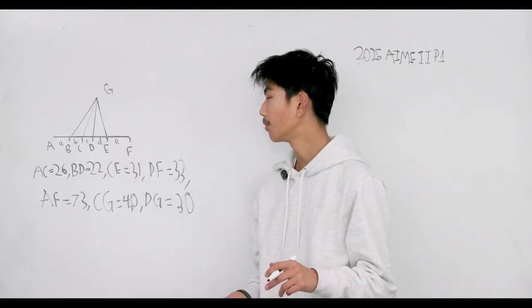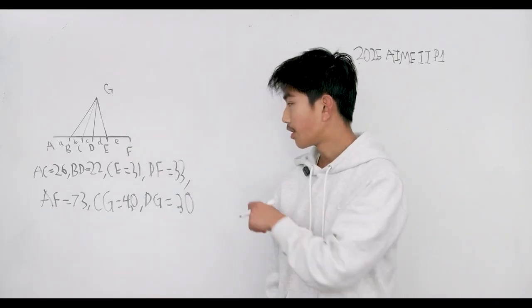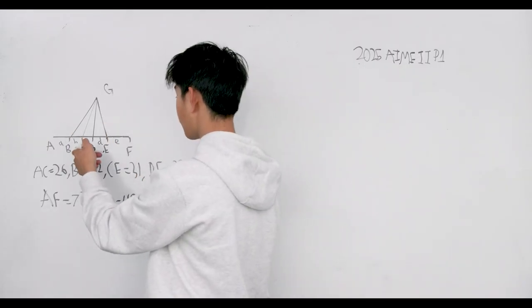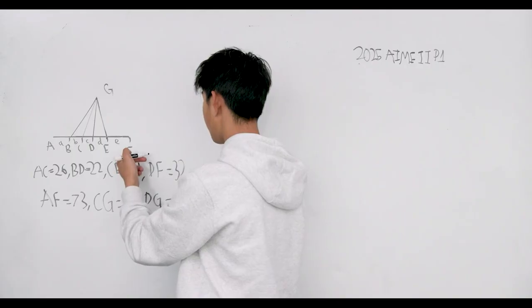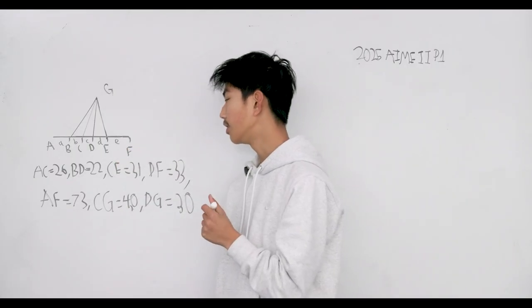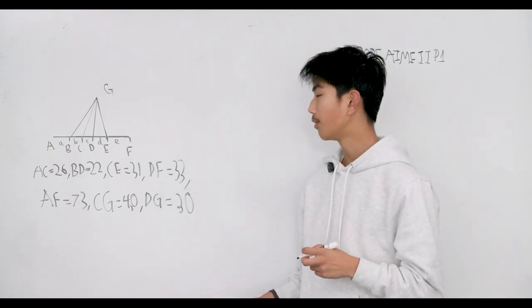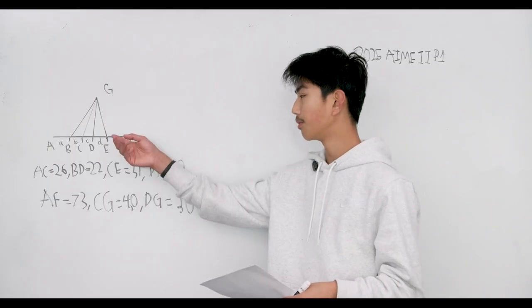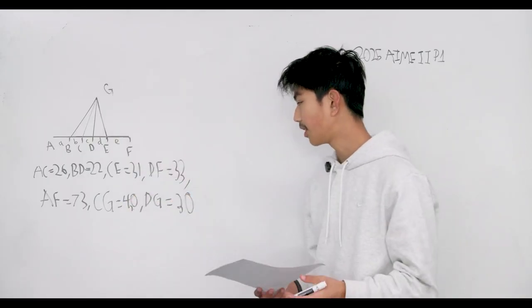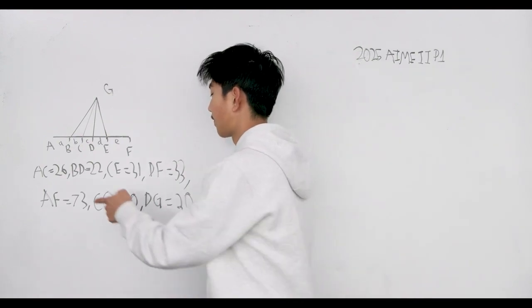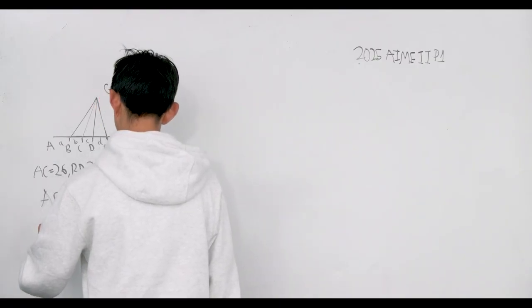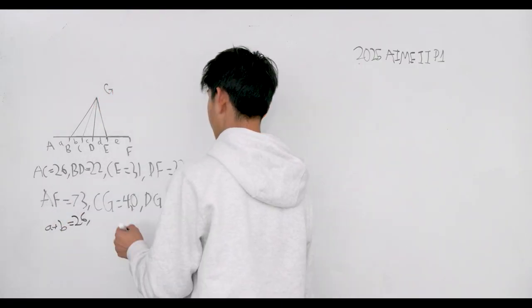So for this problem, we have all these points on a line, and we have all these measurements. We can let the lengths AB, BC, CD, DE, and EF be equivalent to variables a, b, c, d, and e respectively. Then we can substitute these variables into the measurements we have here. For instance, for the first one, AC is 26, we have a plus b is 26. And then we just keep on doing this process.